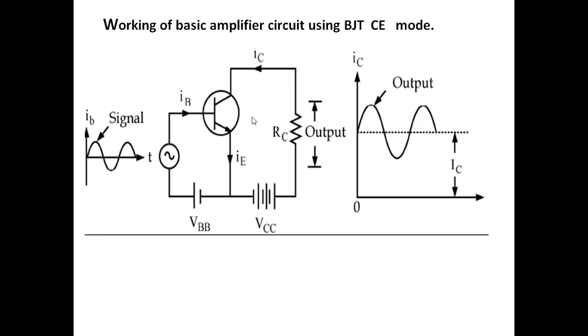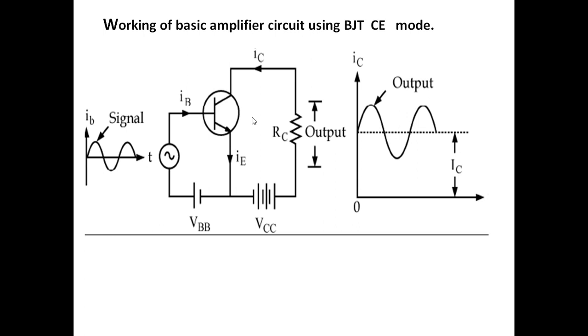Sorry, the third one, saturation region. If both the junctions, that is the emitter junction and the collector junction, are in forward bias, then that is called the saturation region. If both the junctions are in reverse bias, then that is called the cutoff region. And if the input junction is in forward bias and the output junction is in reverse bias, then that is called the active region. So these are the three regions.